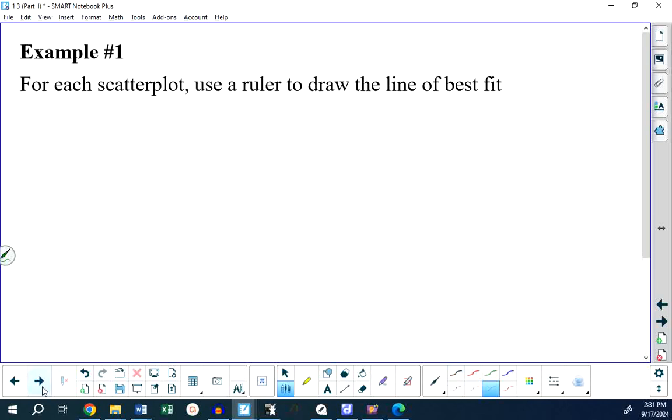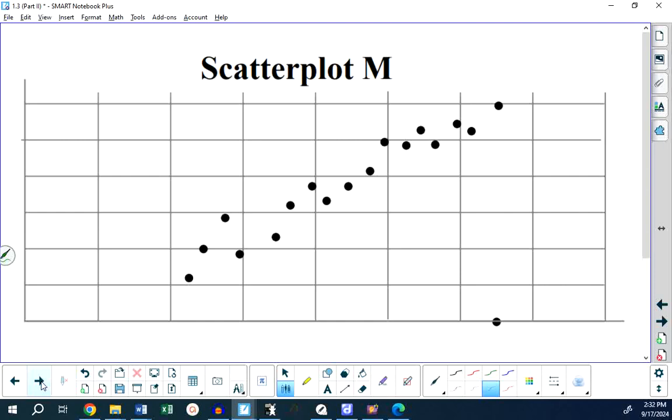So for each scatter plot, use a ruler to draw a line of best fit. Do not draw anything just yet. Don't get ahead of yourself. The first thing to note is you are not going to connect the dots. You're going to draw a single line. Look up here, please. I don't care what this is. There's a weird outlier here.